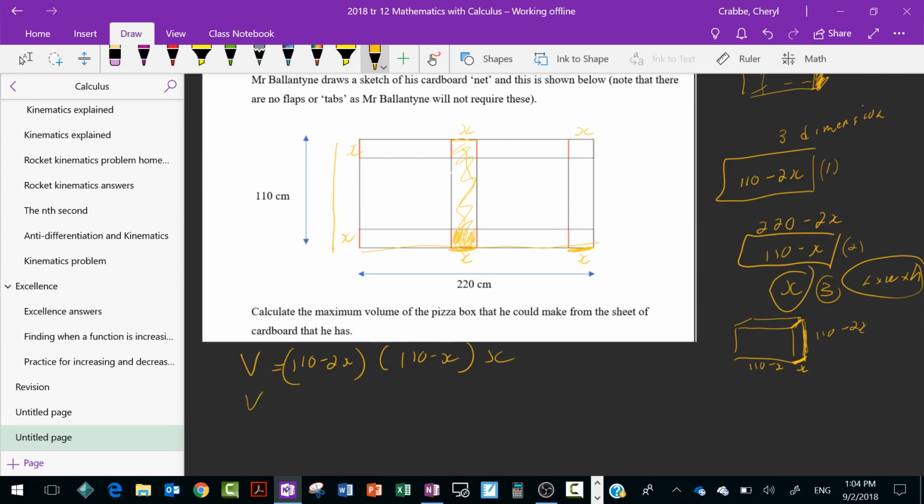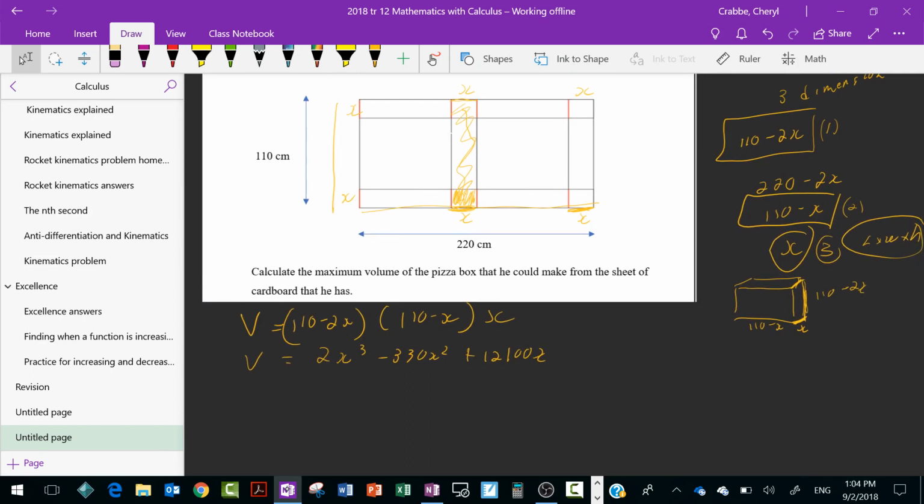And then obviously you're going to have to expand this out. And when you expand this out, you get 2x cubed minus 330x squared plus 12100x. Okay? So that's the volume expression, and you must do that. So you have to find maximum volume. So the first thing you have to do is write an expression for volume, and then you're going to know that because it's maximum, you're going to be differentiating that. So that's the first step, find volume. Second step, differentiate the volume, right?